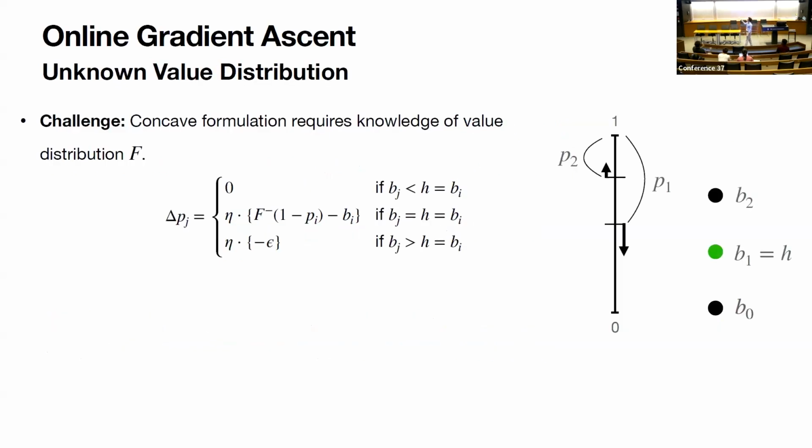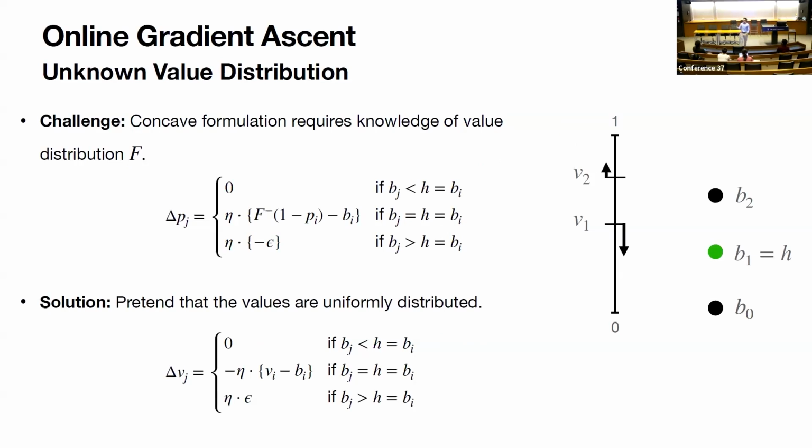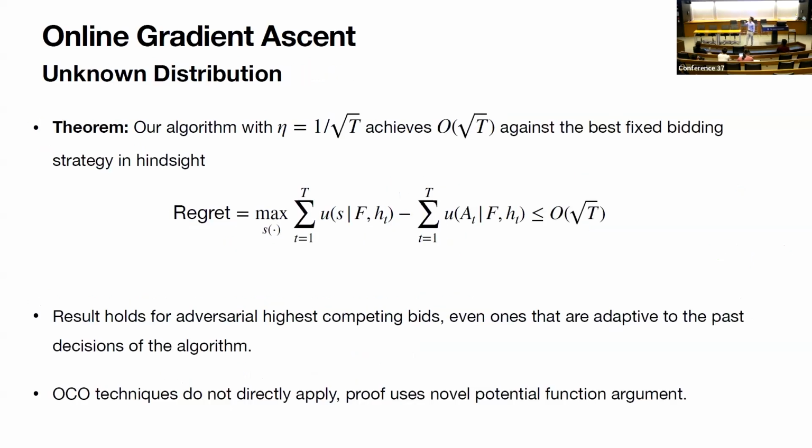The issue with this algorithm is that in order to directly apply gradient descent to this concave formulation, you require knowledge of the value distribution, which you may not always have in practice. That's a challenge. We get over this challenge by just pretending that our value distribution is uniform and then applying gradient descent to that, and hoping that if you pretend it's uniform and apply it, it should do well for other distributions. Turns out that is the case, and it gets square root T regret, although you can't get these results by directly applying OCO results anymore. So we give a novel potential function argument.